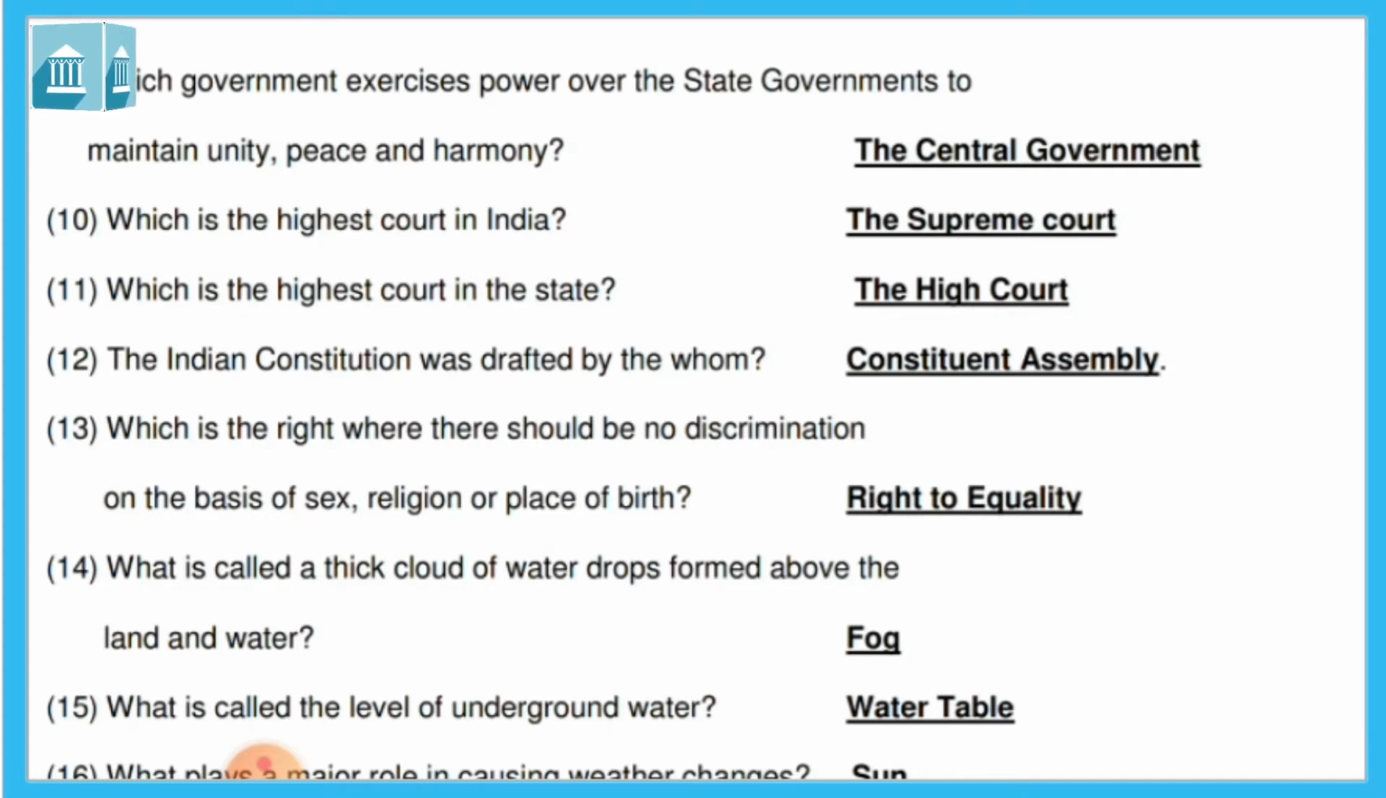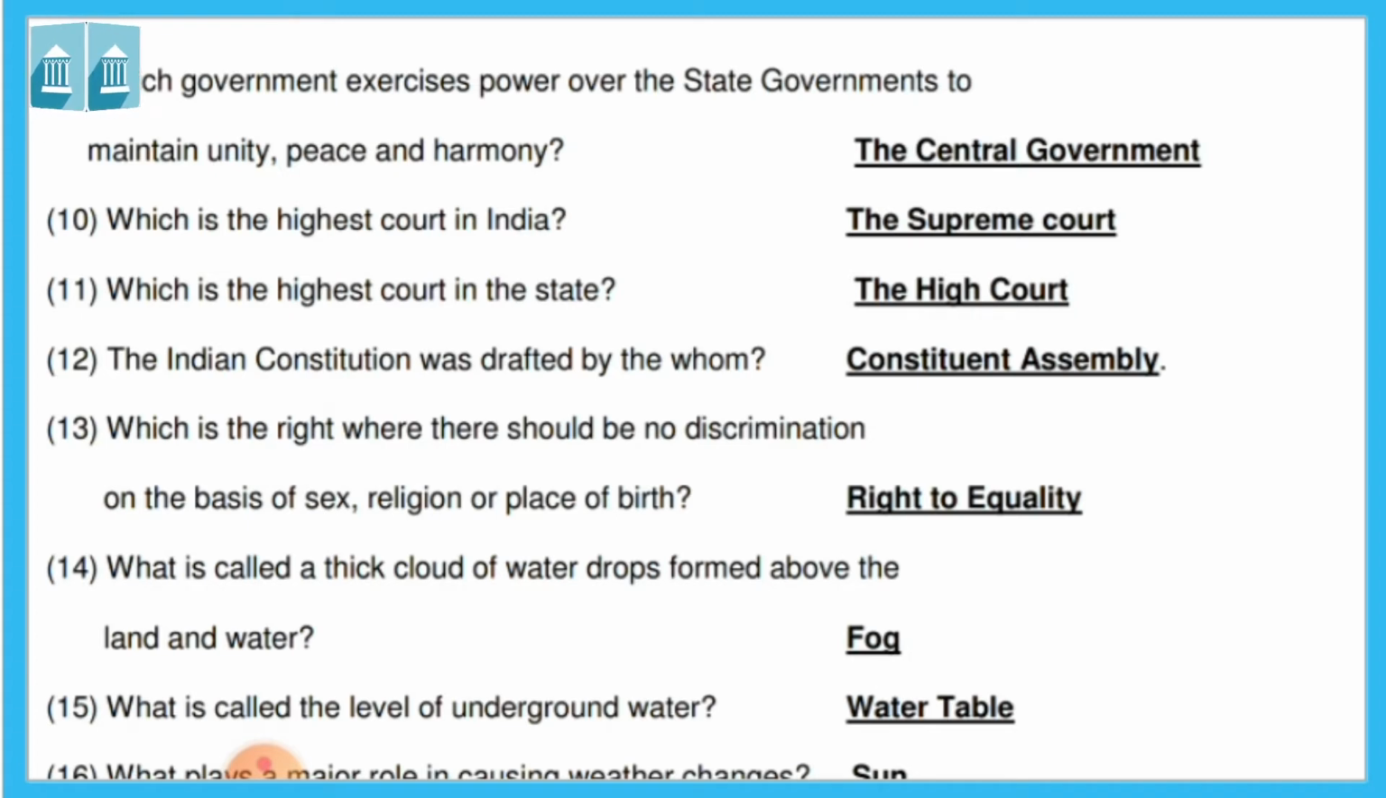Tenth one, which is the highest court in India? The Supreme Court. The Supreme Court is the highest court in India. And the eleventh one, highest court in the state, at the state level. Highest court is the High Court. At the state level, the highest court is the High Court, but at the country level in India, the highest court is the Supreme Court.